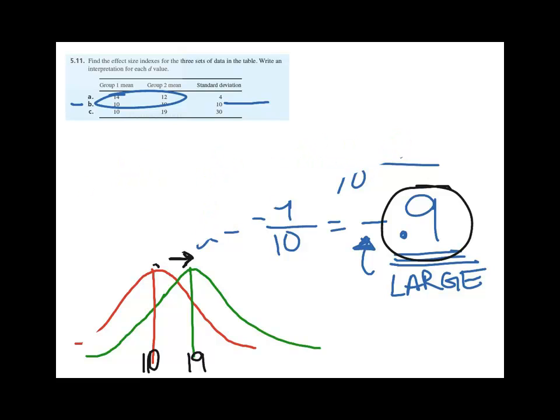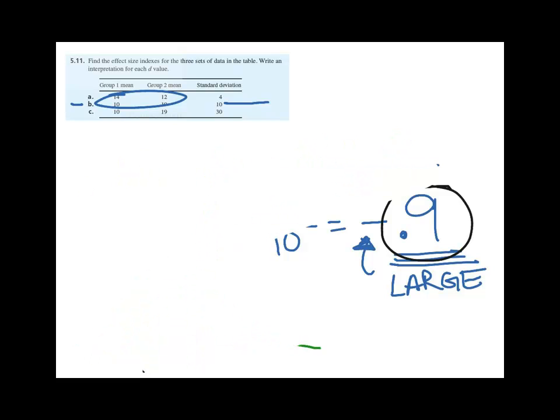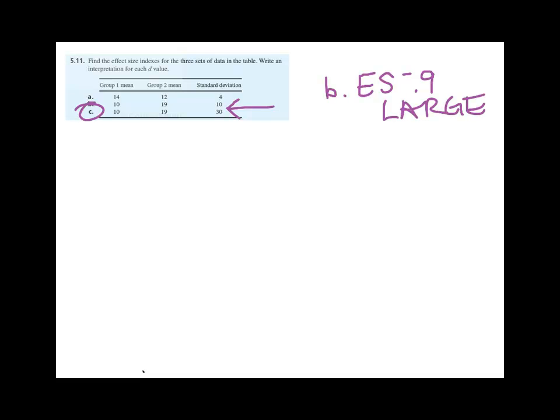All right, and C. Same values, 10 and 19. Oh, I see why Spatz is doing this. Because what did he change? He changed the standard deviation. Because remember before, in B, we called that effect size 0.9 or negative 0.9 large. Now we're going to work with the same means, but because the standard deviation is different, it's going to give us a very different interpretation of the effect size.